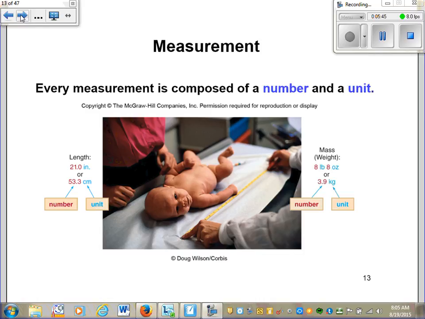So looking at this page, for this baby, weight. If I said 3.9, you go, wow, that's a premature baby. And you're thinking pounds. 3.9 kilograms, which is 8 pounds, 8 ounces. That's a nice, healthy baby. If I said the baby was 53.3, you go, wow, that baby was over 4 feet long. No, we're not talking that. We're talking 21 inches. So without the unit, the number is meaningless. So make sure you get in the habit when you give numbers that you give units.